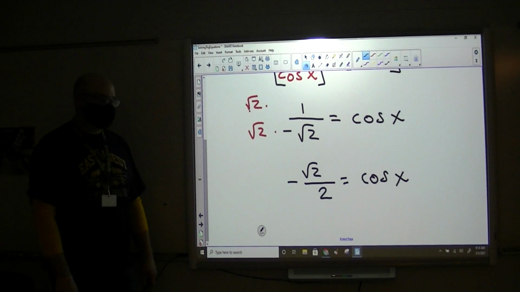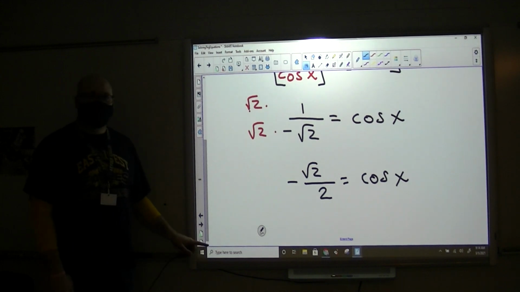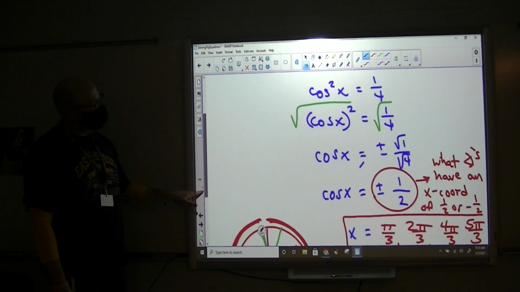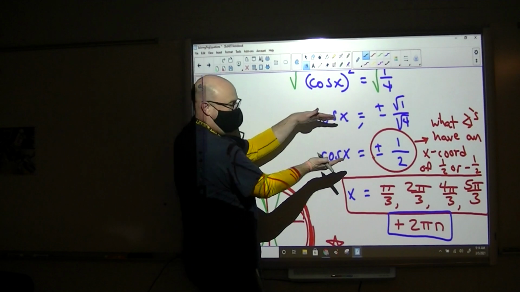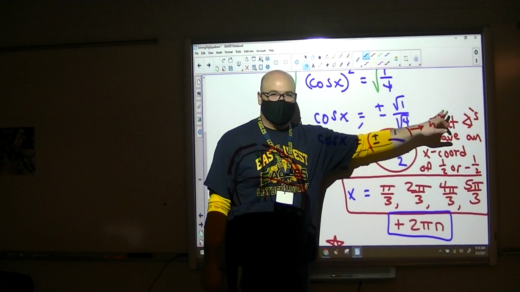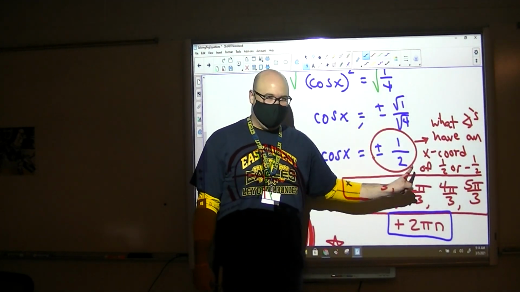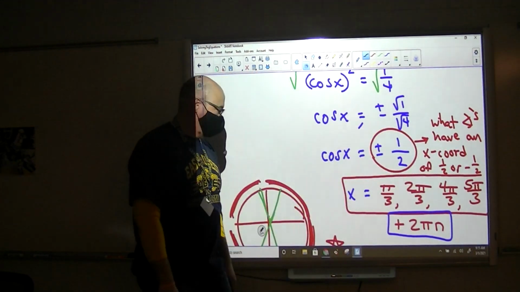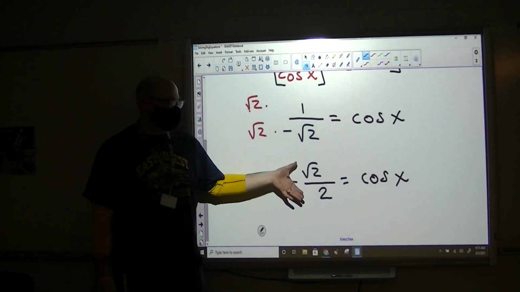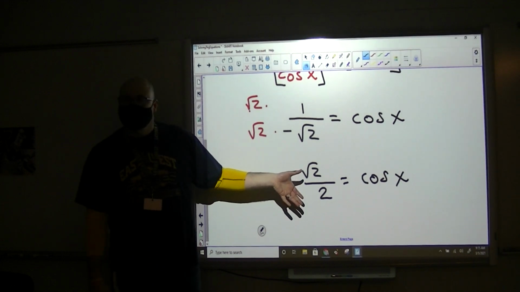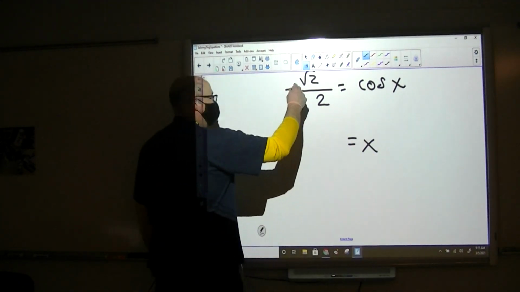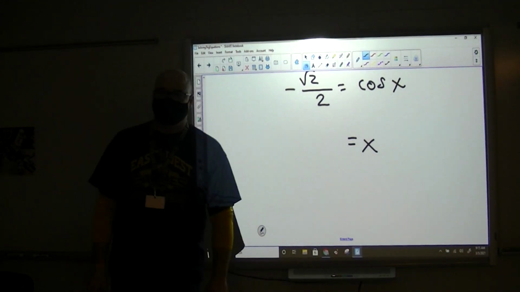And once again, you ready? You know, maybe you know where I'm going with this. Remember when we were solving this problem, and we got to the point where our cosine was isolated, and we had it equal to something, and we asked ourselves, what are the angles that have this as an x-coordinate? Well, ask yourself that question now. What are the angles on the unit circle that have this as their x-coordinate? So you go to the unit circle, and you find negative radical 2 over 2.